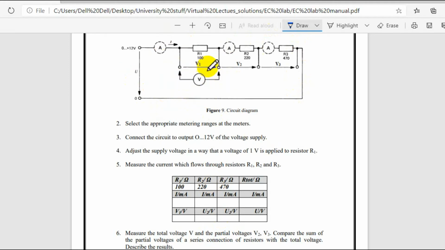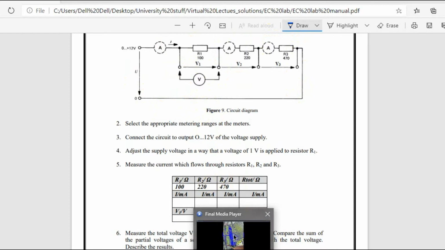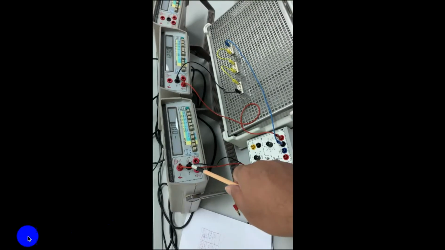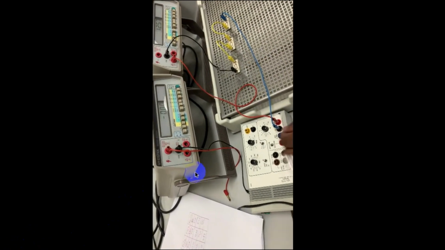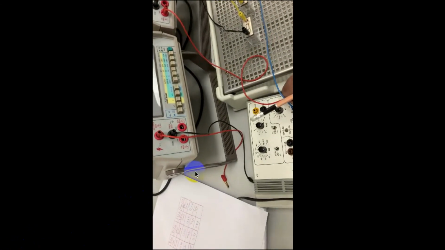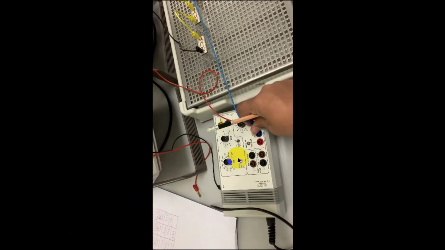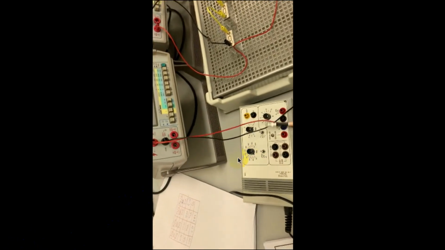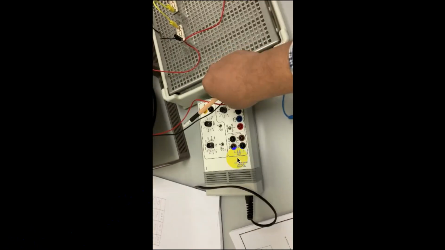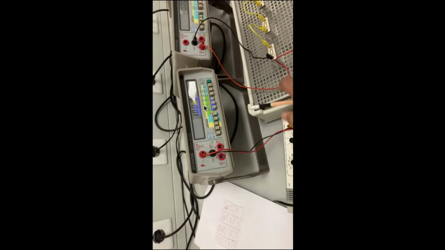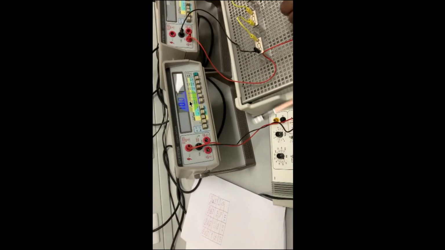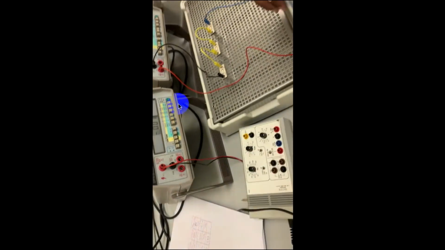Now I will connect the voltmeter across R1. Let us see if there is any drop in the voltage. Before that, we have to set the voltage of the circuit to 10 volt. I will set the voltage to 10 volt. It is already set, no problem, I already set it to 10.